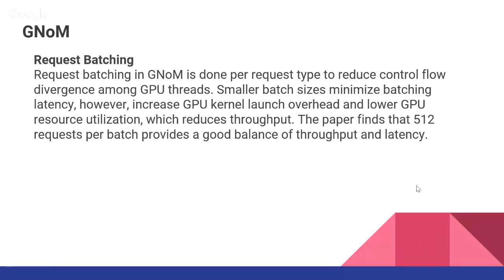Okay, so now I'm going to talk about the GNoM software architecture. First of all, I'm going to talk about request batching. Request batching in GNoM is done per request type in order to reduce the control flow divergence among the GPU threads. And the paper finds that 512 requests per batch provides a good balance of throughput and latency.